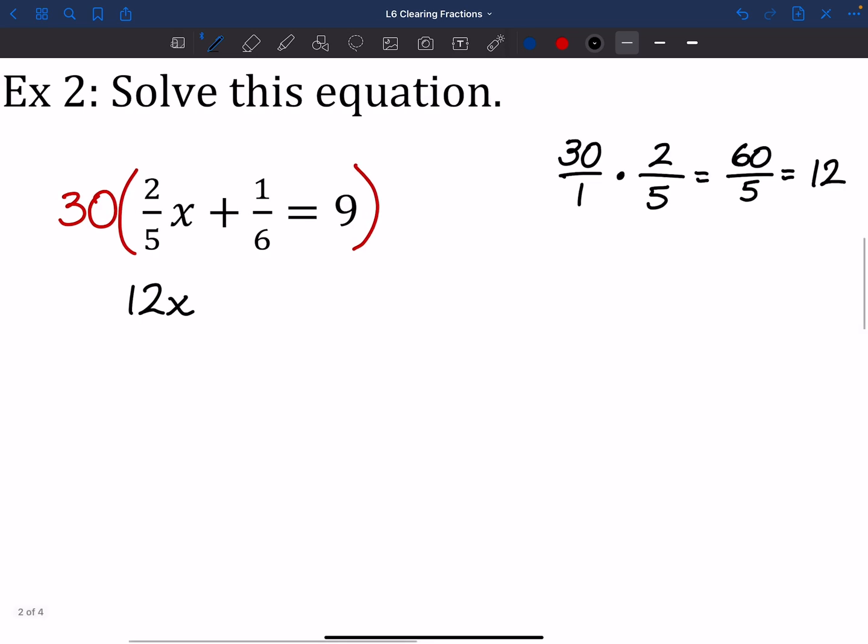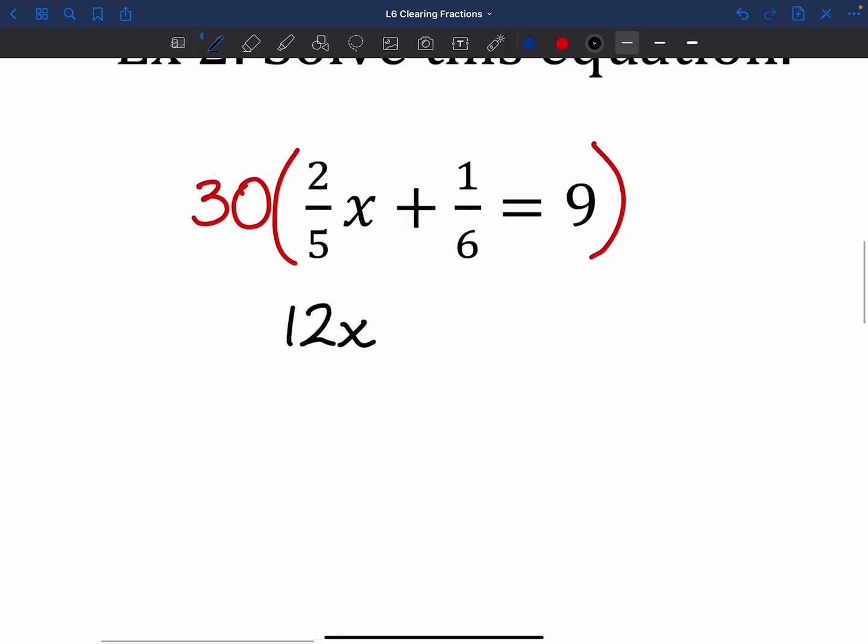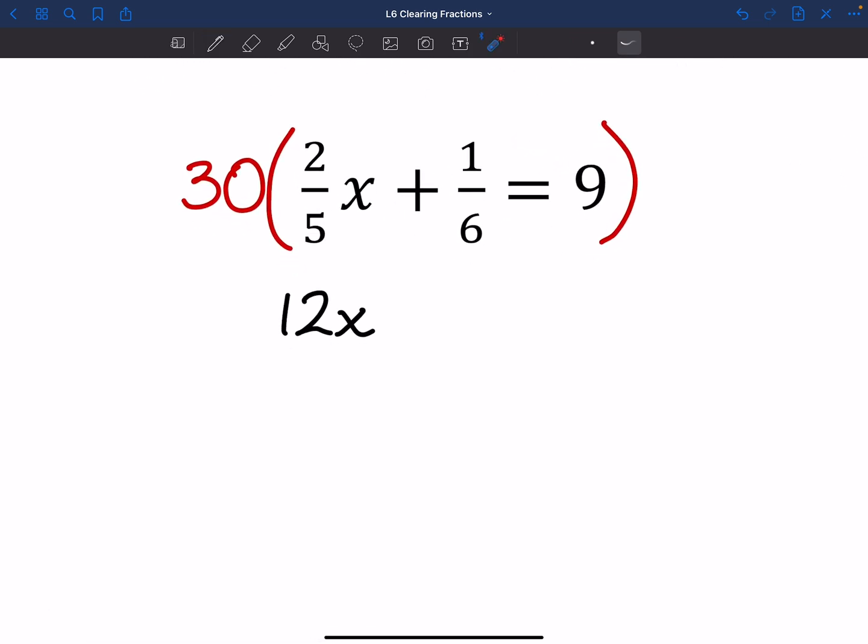After that, we have 30 times 1/6. So again, I'm going to take this 30 and divide by what's on the bottom. So 30 divided by 6 leaves me with 5. So then I have 5. What I want to do is multiply that by the number on top. 5 times 1 is just 5.